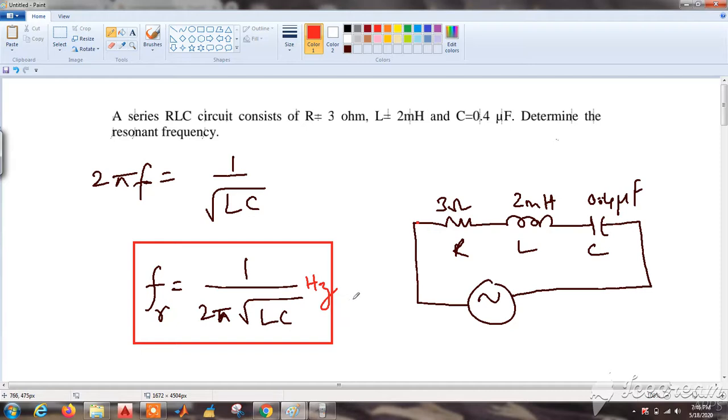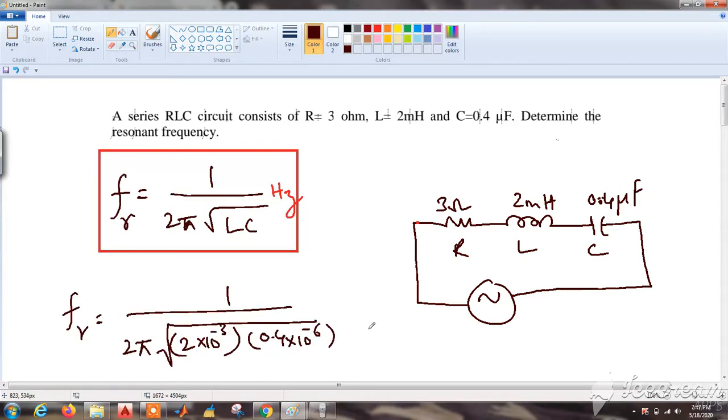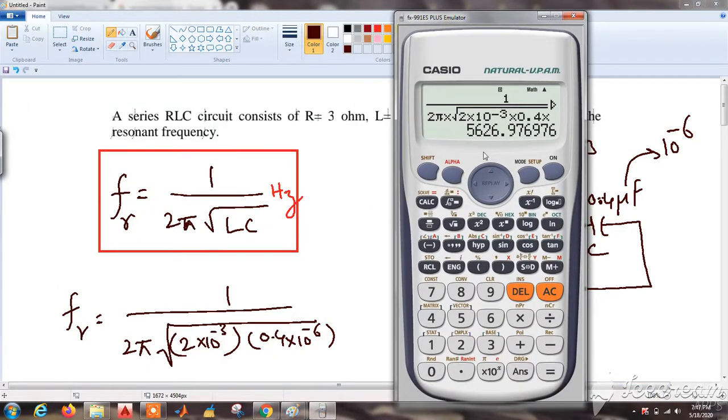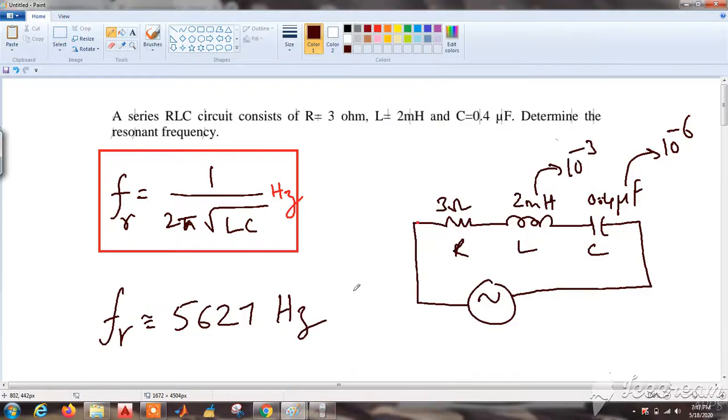Now let us directly substitute and get our result like this. And please note that milli means 10 power minus 3 and micro means 10 power minus 6. So let us substitute and solve in the calculator. So when we solve, we are getting 5626.97 hertz. So approximately equal to 5627 hertz, or 5.627 kilohertz also we can say. So this is our resonant frequency.